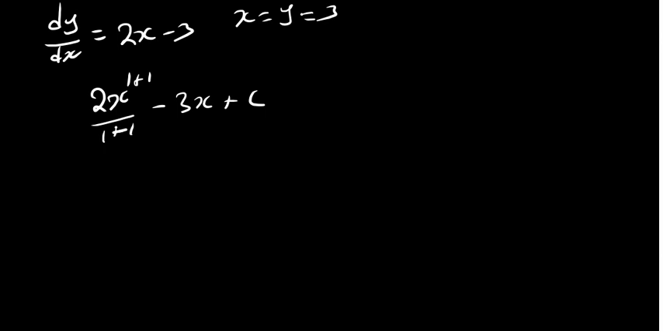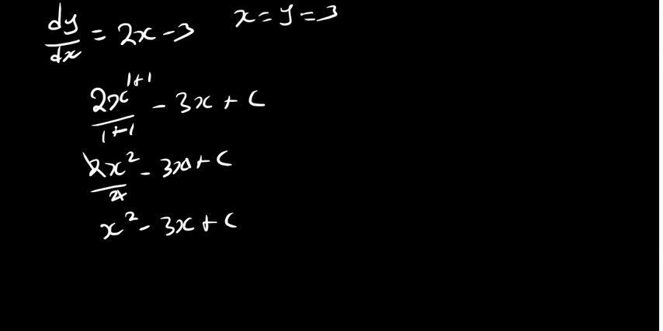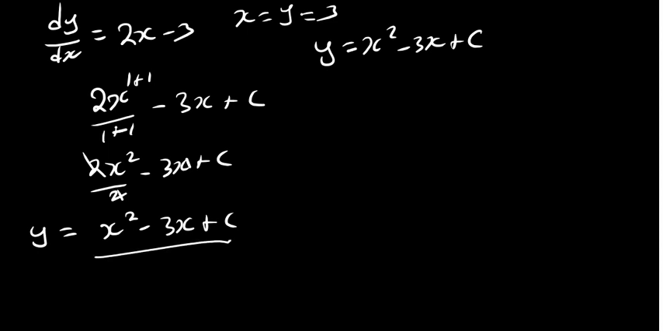Minus 3x plus c right there. So now this will be 2x squared over 2 minus 3x plus c. What we get is x to the power 2 minus 3x plus c. We need to keep in mind that this is equal to y. So y is equal to x to the power 2 minus 3x plus c. We need to find the value of the constant for our equation to look complete, because this is more like our incomplete equation, but we need to find the value of c.